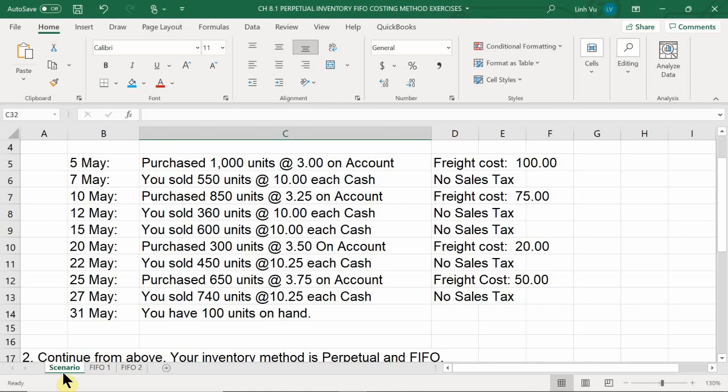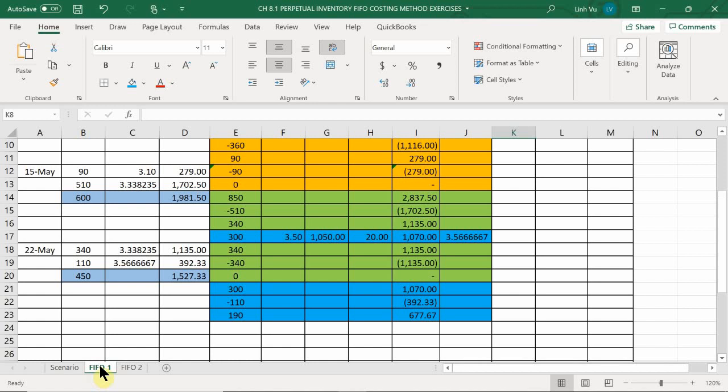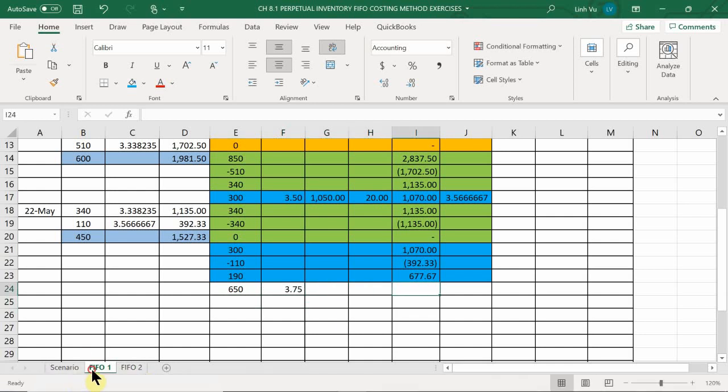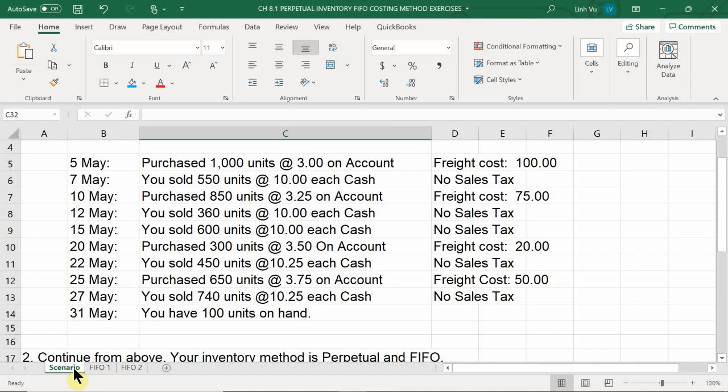So next thing we have here is we end up purchasing an additional 650 units at $3.75 each, with the freight costing $50. So 650 at 3.75, and the freight was $50. Yes, $50.